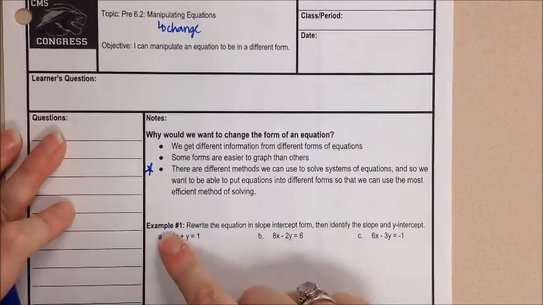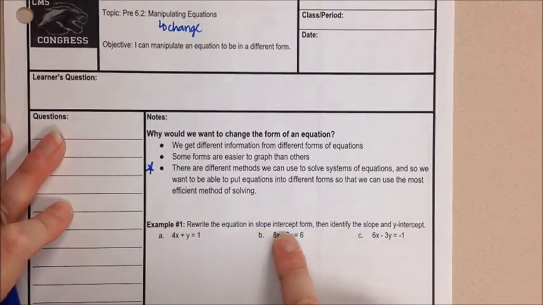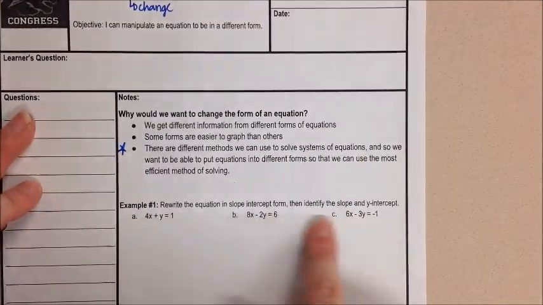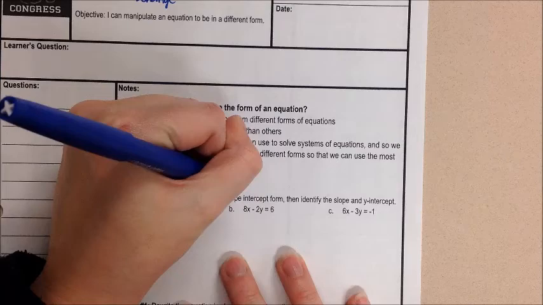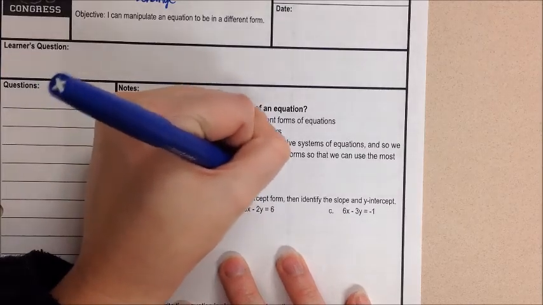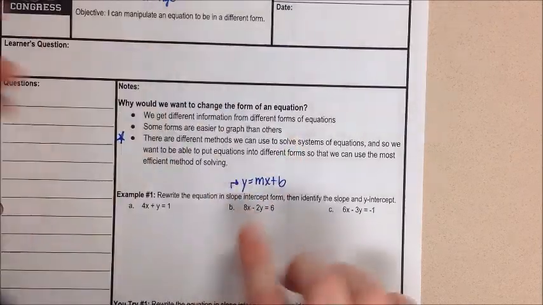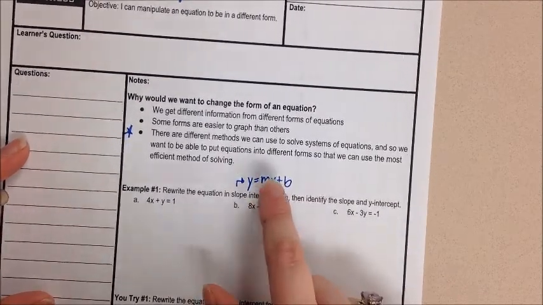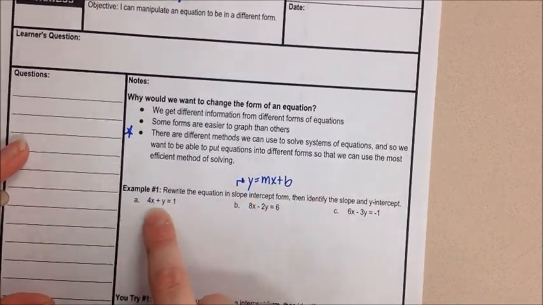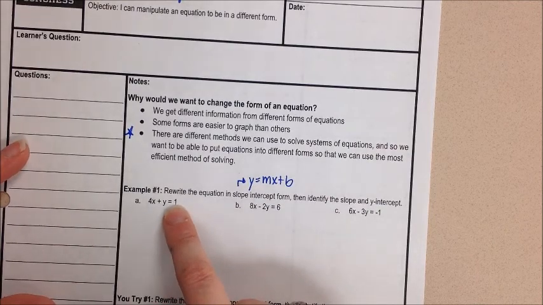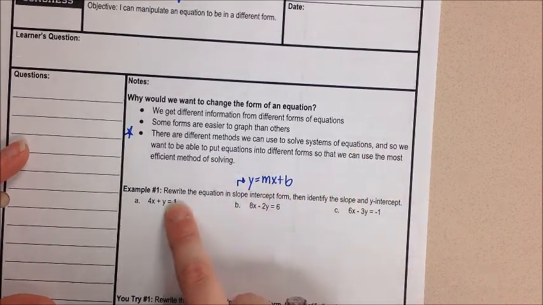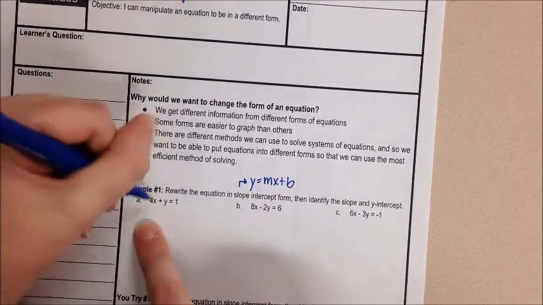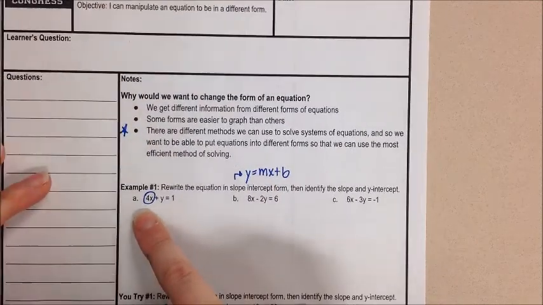Okay, so example number 1 says rewrite the equation in slope-intercept form, then identify the slope and y-intercept. So if you look, none of these are in slope-intercept form, but remember we should review what slope-intercept form looks like. Okay, it's y equals mx plus b. Okay, so we need to figure out what does this not fit. So we're looking at 4x plus y equals 1. Okay, so do I have my y on the left side? Yep. Do I have my mx on the right side? Nope. So that's a problem. I'm going to circle that because that's an issue.